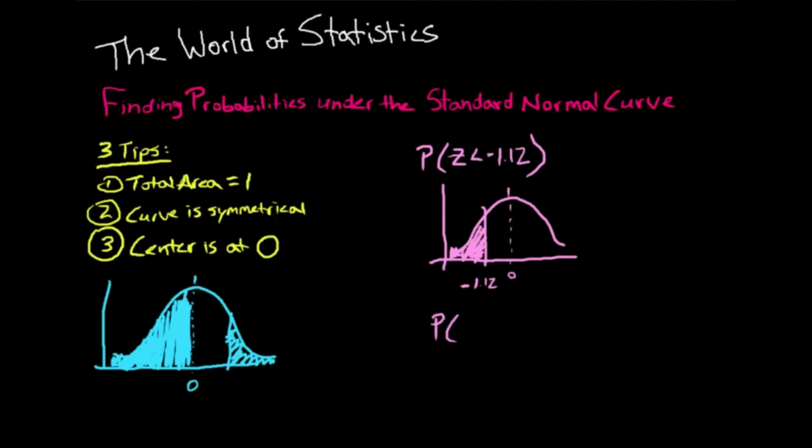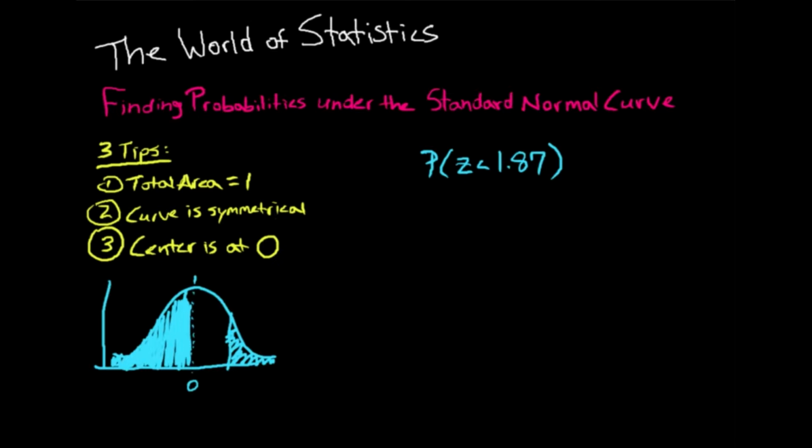So the probability that z is less than negative 1.12 is the same as before: 0.1314. So whether we have probabilities on the left, or if we had a positive 1.12 and we were looking for probability on the right, these would be the exact same answer.